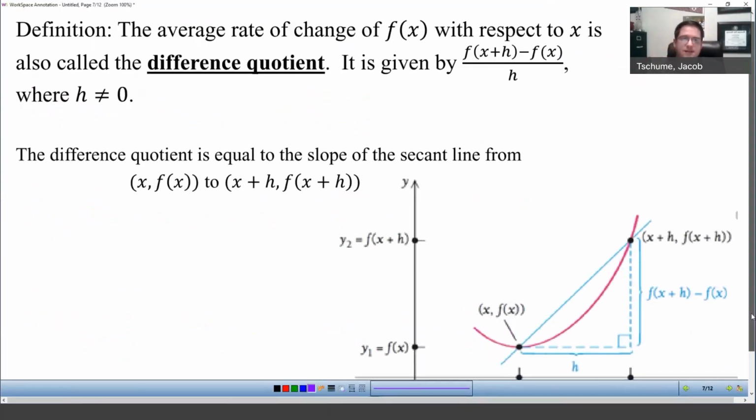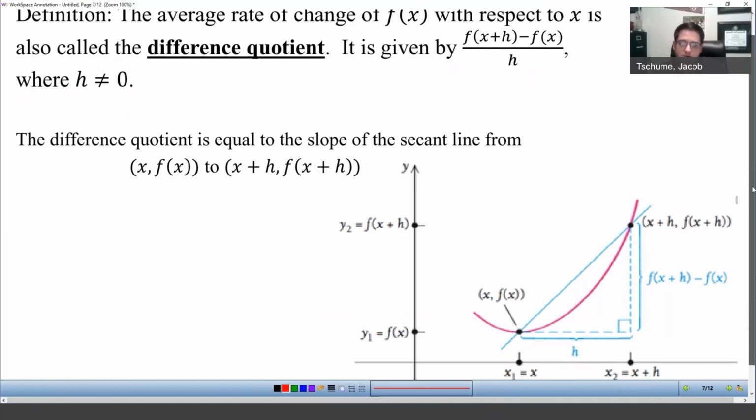Once again, this section and the next section are all about developing a big idea in calculus. So, definition: the average rate of change of f of x with respect to x is also called the difference quotient. And if you took college algebra here at Mississippi State, we do teach the idea of the difference quotient. This formula might look familiar to a lot of you. It is given by the following. It is f of x plus h minus f of x all divided by h, where h cannot be 0.